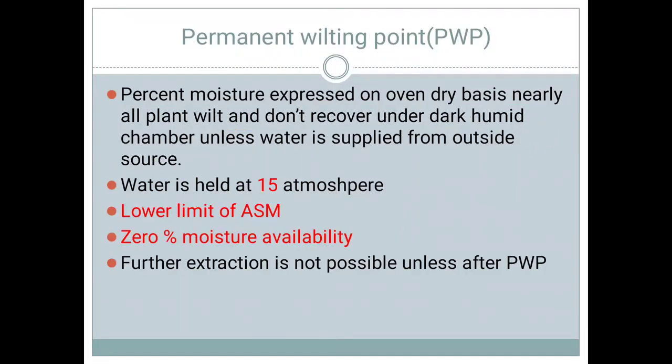Next soil moisture constant is PWP, permanent wilting point. Now what is the meaning of wilting point? When can wilting happen, or what are the wilting symptoms? Wilting symptoms are folding of leaves, wrinkling of leaves, or sometimes yellowing of leaves.